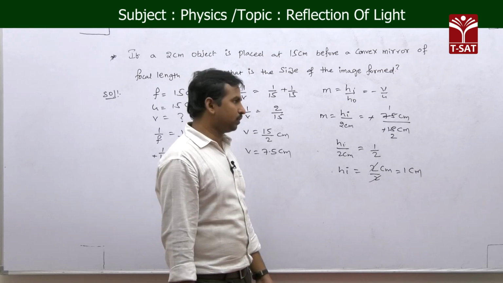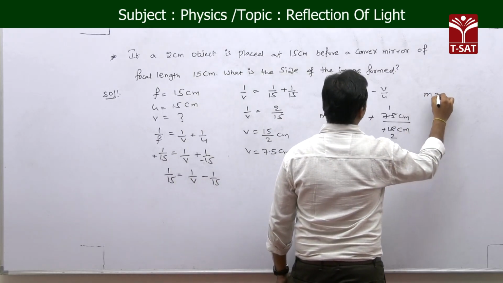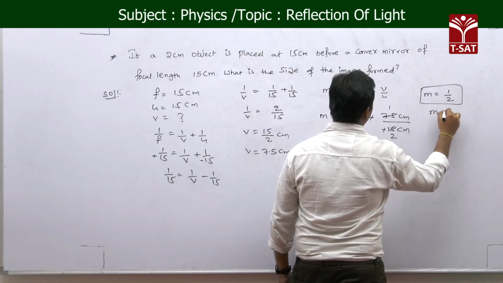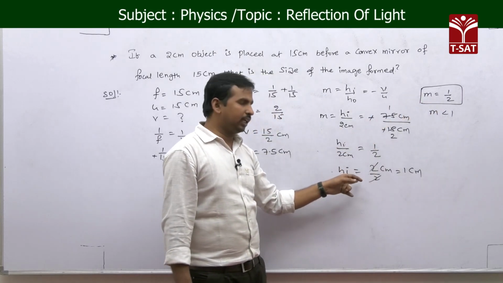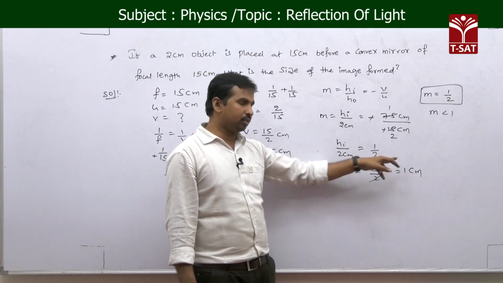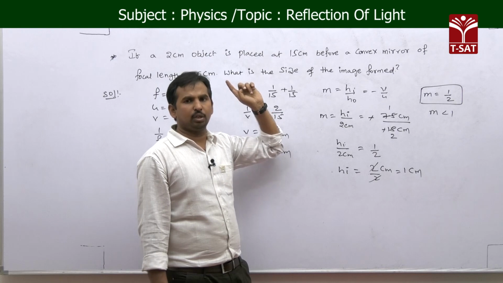Which means the magnification is less than 1, because the m value here we are getting is minus 1 by 2, which is less than 1. As the m value is less than 1, we are getting a diminished image, smaller than the size of the object, equal to 1 centimeter, as the object size is 2 centimeters.